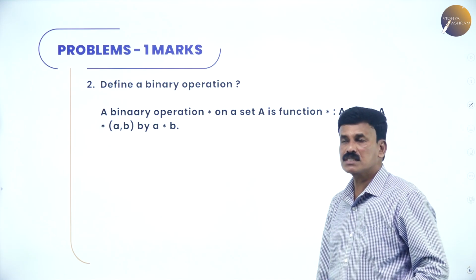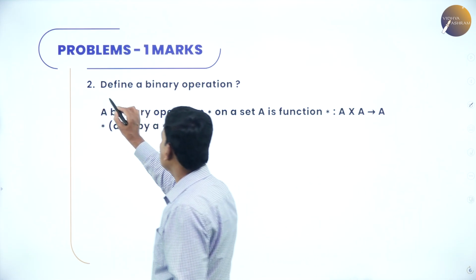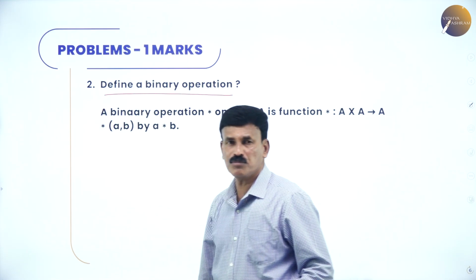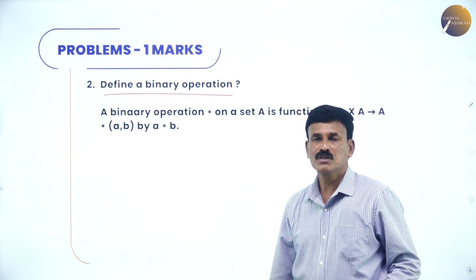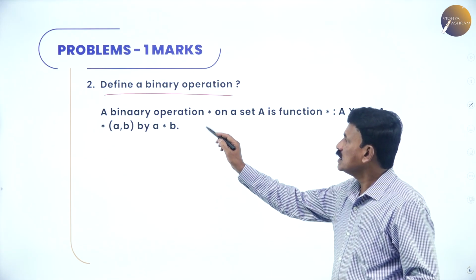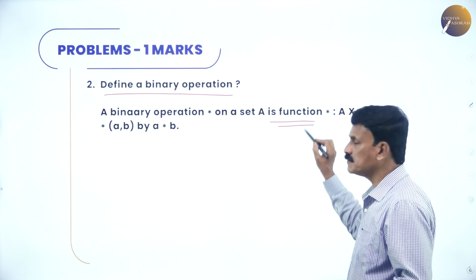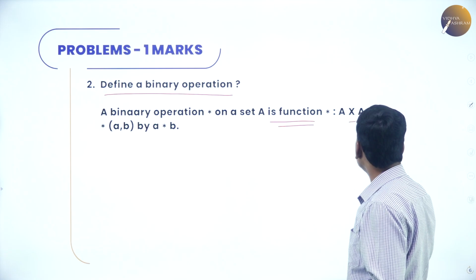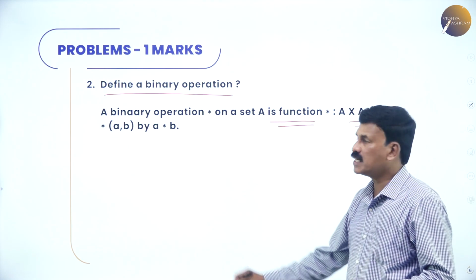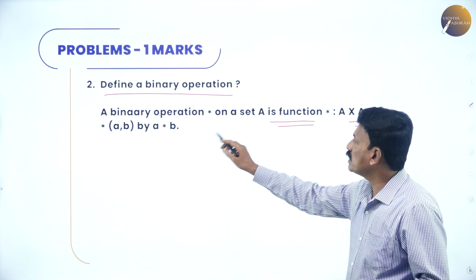The next one is: define a binary operation. These are all 1 mark questions. Define a binary operation. Now what is a binary operation? A binary operation star on a set A is a function star from A cross A to A, denoted as star(a, b) by a star b.